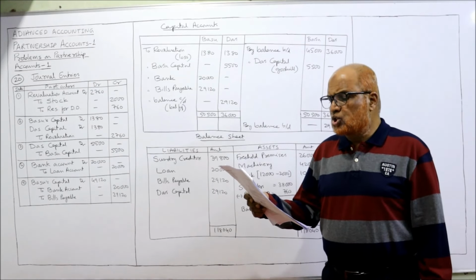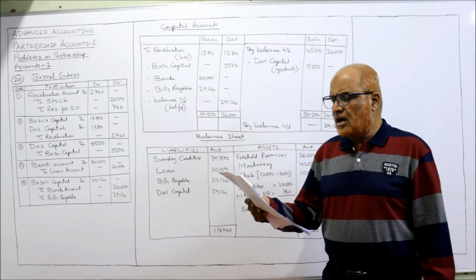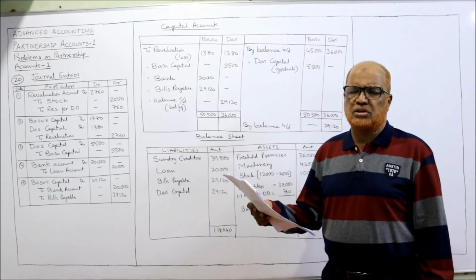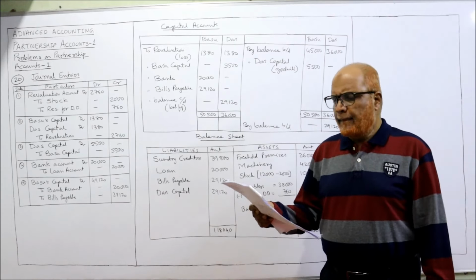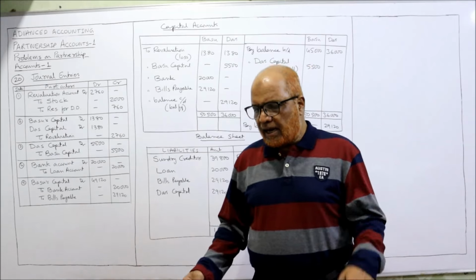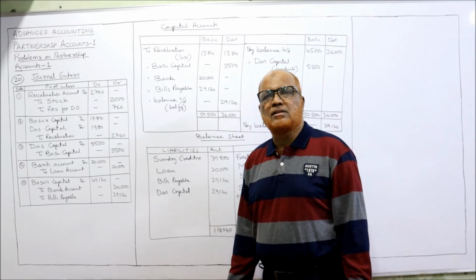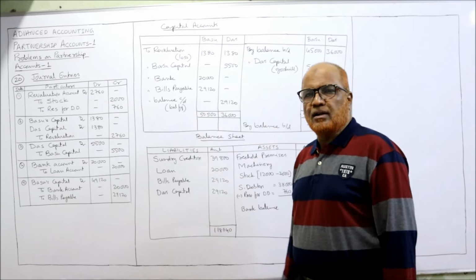Now, show journal entries to record the above transaction and also the balance sheet of Das after the adjustments have been made. It's a very simple problem. Only journal entries and then we prepare the account of partners, partners capital account and then balance sheet of Das. That's it. So first of all, journal entries.